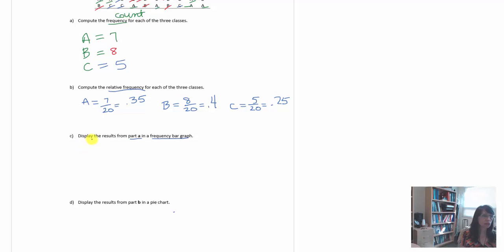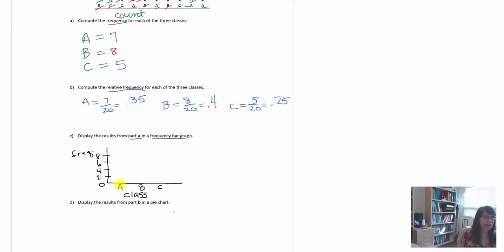Part C asks us to display the results from Part A in a frequency bar graph. So it's a frequency bar graph because in Part A, we were just calculating the frequency of each class A, B, C. So to draw our bar graph, I'm going to have each class represented on the horizontal axis, A, B, and C, and I'll use frequency for my vertical axis. Now I'm looking at the numbers 7, 8, and 5 to give me an idea of what kind of interval to use or what to count by, starting with 0. So I think I will count by 2's.